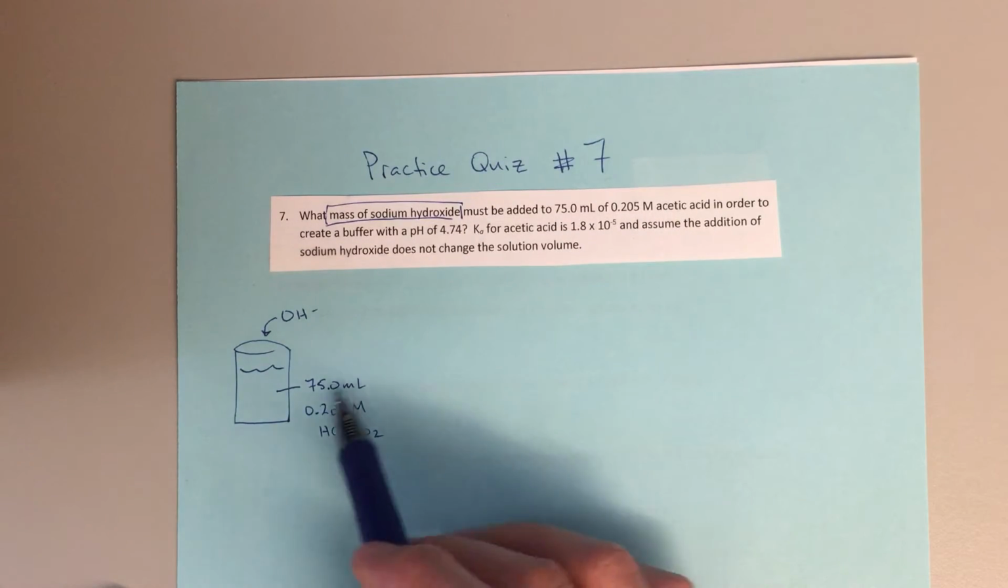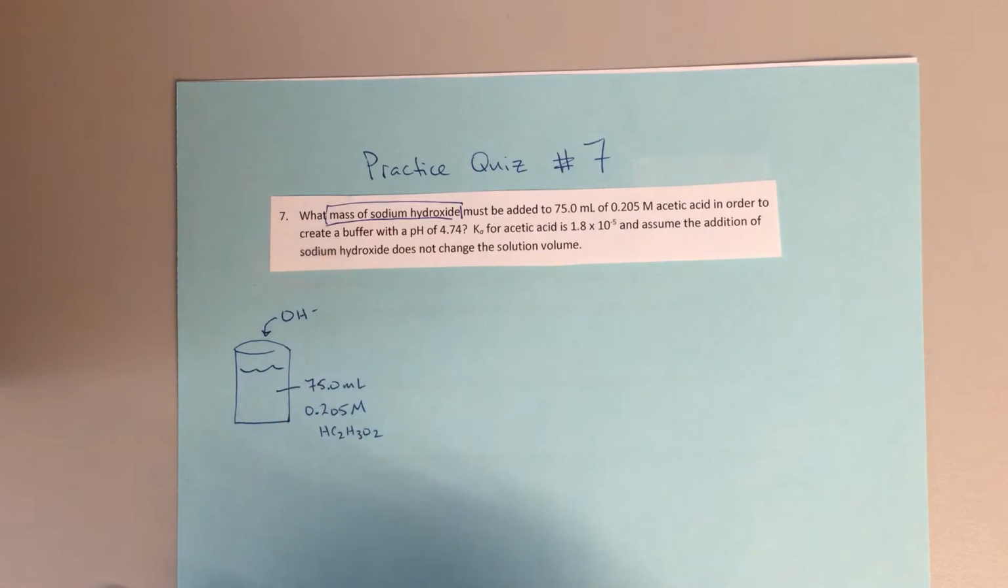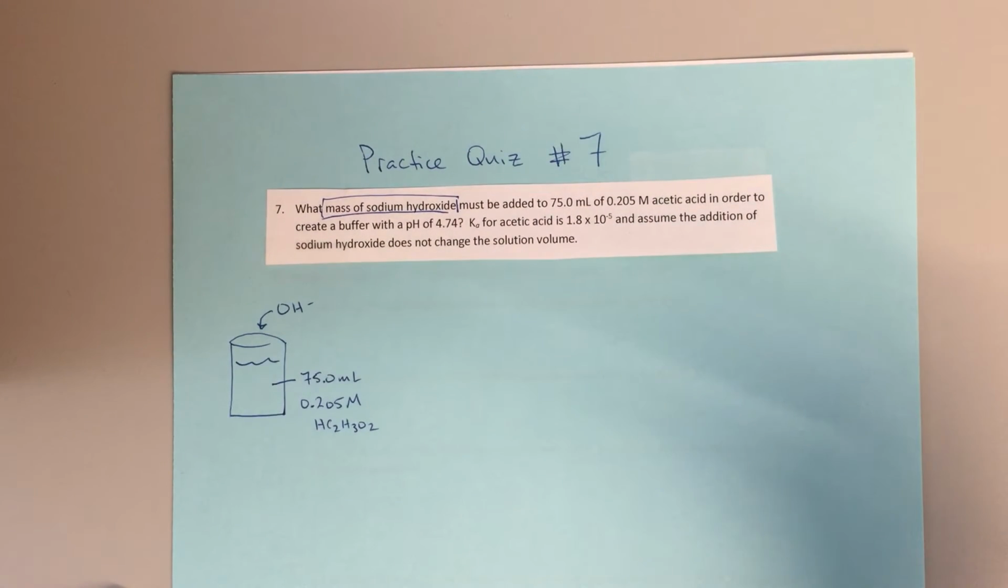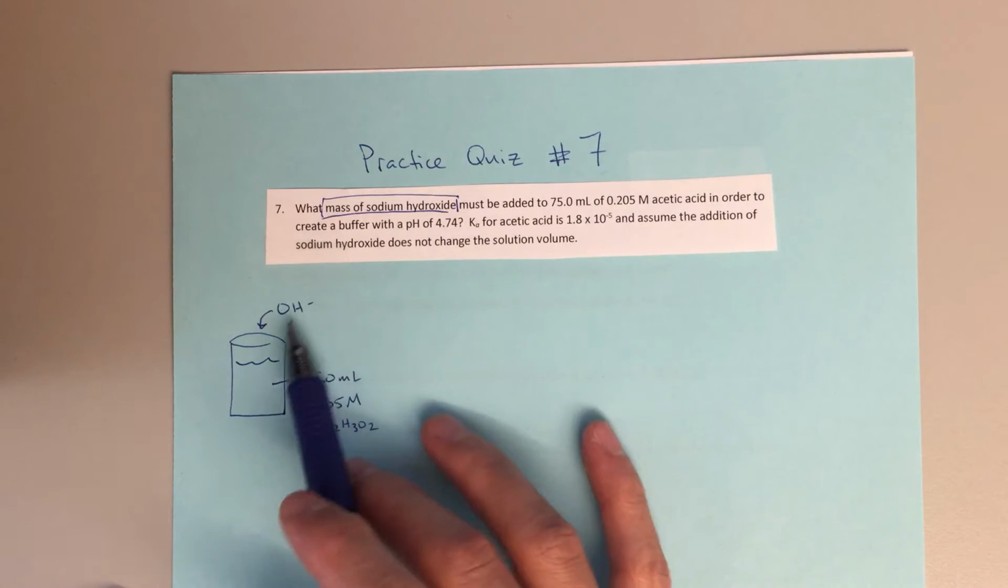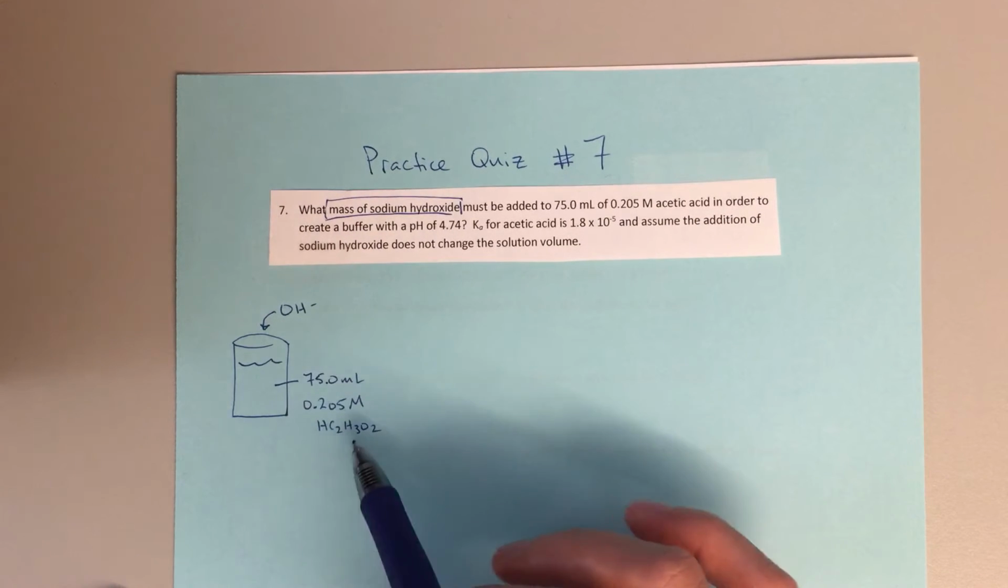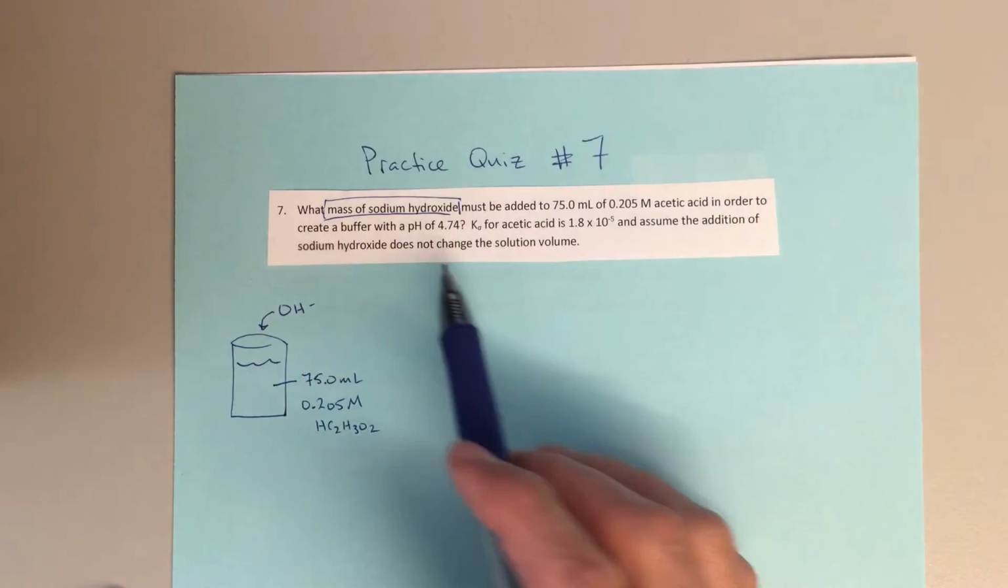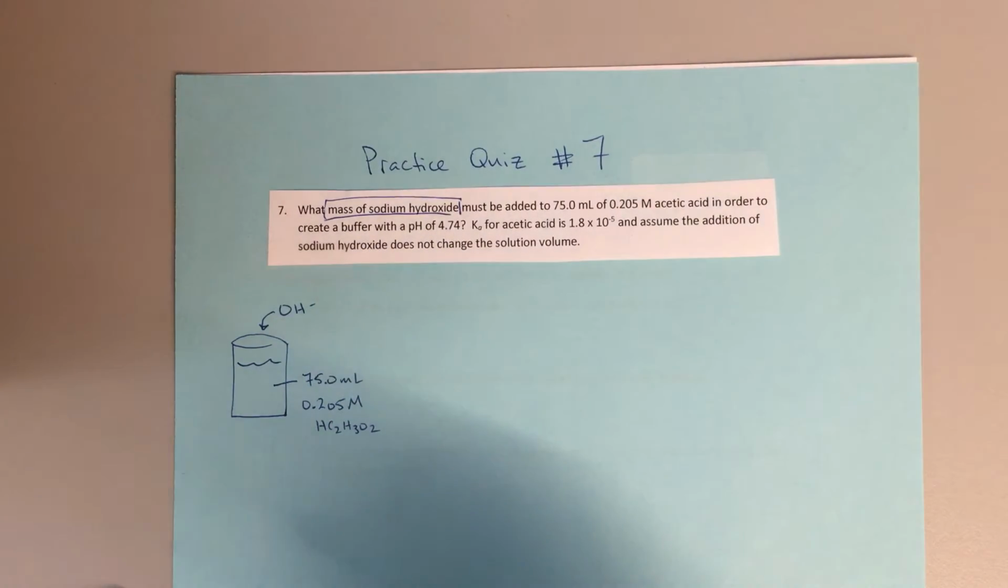So initially, it's just a weak acid solution. Acetic acid is a weak acid. I'm going to add OH minus. You could almost think of this as a titration problem to some extent, where you're going to be adding in a strong base. That's going to neutralize the acetic acid to some extent, and eventually we're going to be in a buffer region, and we're looking for a buffer of a pH of 4.74.